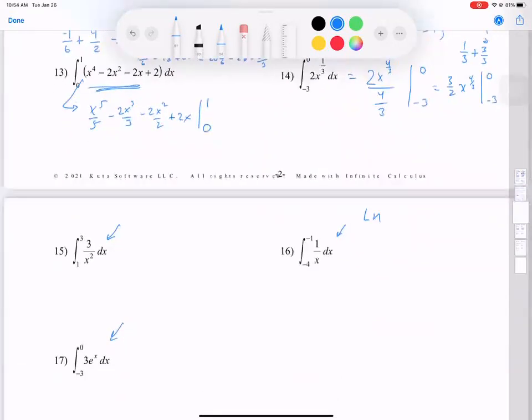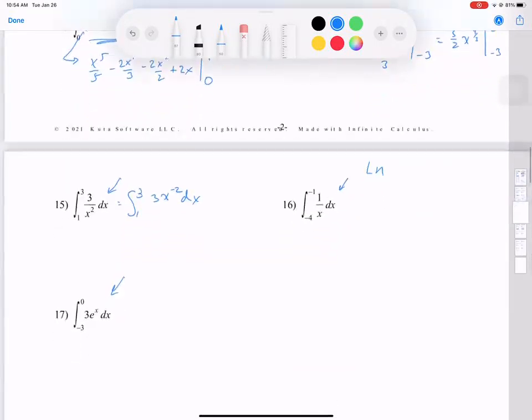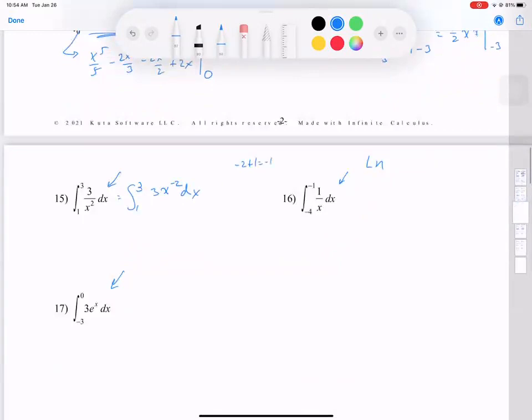Doing the next one, I'm going to rewrite this as the integral from 1 to 3 of 3 x to the negative 2 power dx. So I'm rewriting this fractional exponent as a negative exponent on top, so we can just do our power rule. Negative 2 plus 1 is negative 1. So this is 3x to the negative 1 over negative 1, from 1 to 3. Okay, so once you get the rhythm of power rule, these are all just power rule.